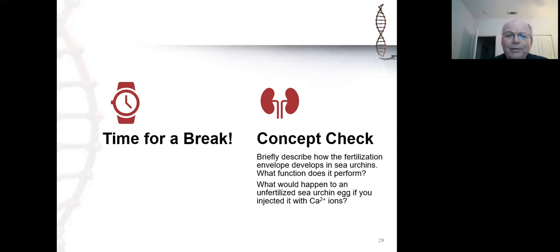So briefly describe how the fertilization envelope develops in sea urchins. What function does it perform? Well, remember the fertilization envelope develops from the modified vitelline layer and the jelly coat. So those two layers are initially anchored to the surface of the egg cell by the sperm compatibility protein receptors that are in the jelly coat, or the receptor portion is in the jelly coat, but it then penetrates through the vitelline layer and anchors into the cell membrane to hold everything in place.